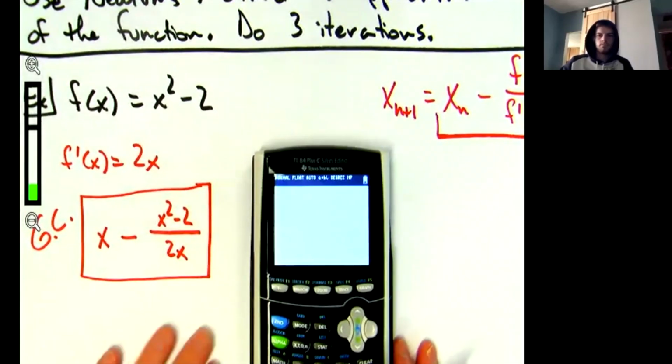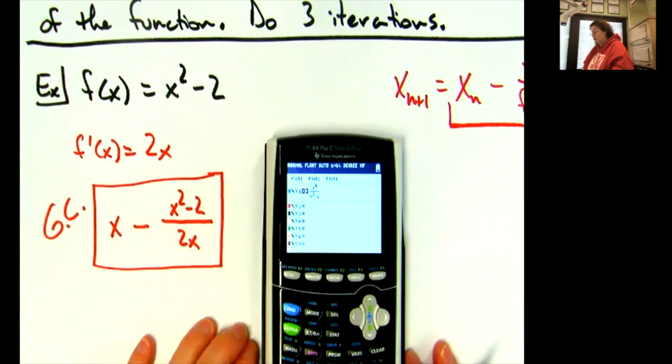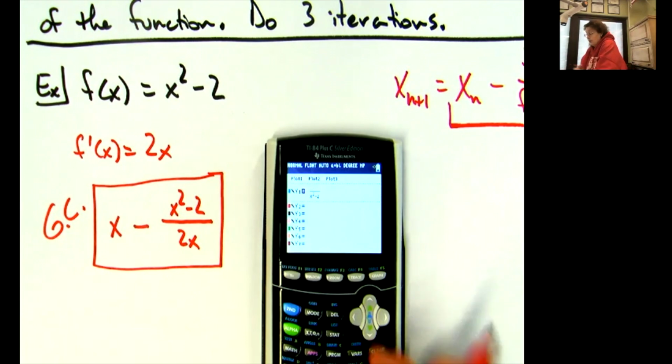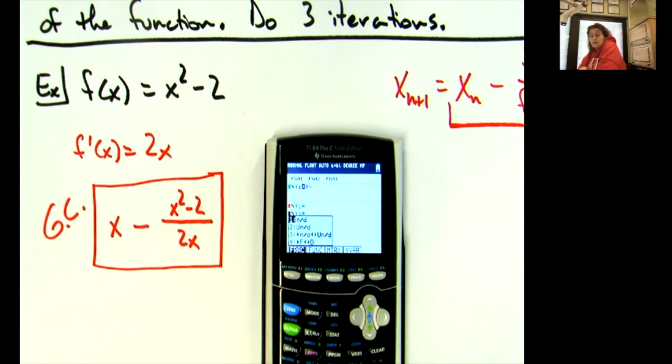Okay. All right, so I'm going to go into y equals, and I have junk in there already, so I'm going to clear it out. I'm going to literally put this in here. So I'm going to go x minus, and put my fraction in there. I'm going to put x squared minus 2 on the top and 2x on the bottom. Literally I am just putting it in my y1.